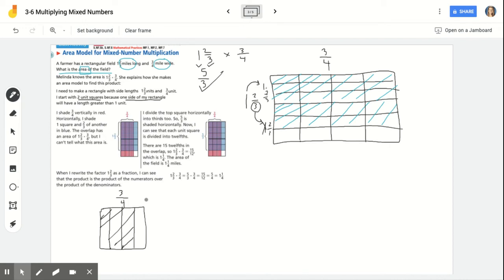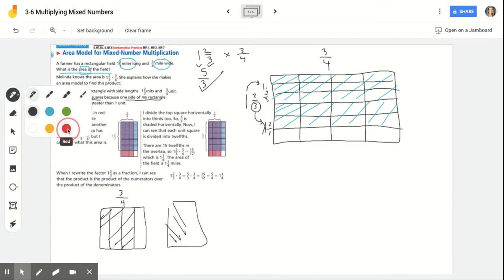And just like I did over here, we're going to be shading in 3 parts to represent our 3/4 here. And we're going to use, oops, I actually did it the wrong direction. We're going to do the other direction of lines with red, so that we can clearly count how many pieces are shaded in twice. So get your red utensil ready. And if you don't have that, your pencil will work just fine.